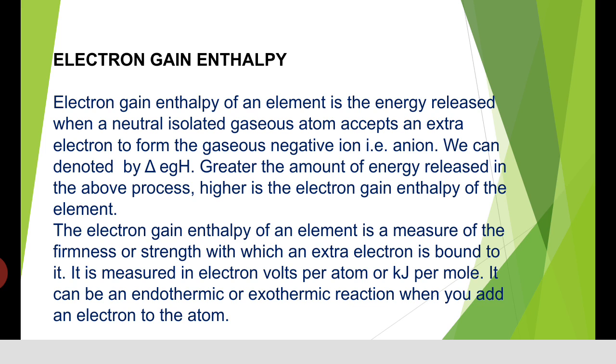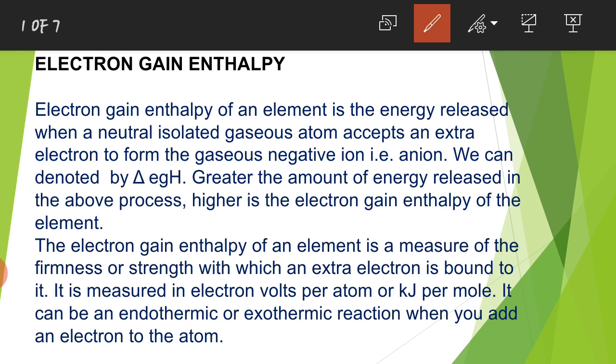Electron gain enthalpy of an element is the energy released when a neutral isolated gaseous atom accepts an extra electron to form the gaseous negative ion, that is anion. We can denote it by delta EgH. Again, electron gain enthalpy is denoted by delta EgH.